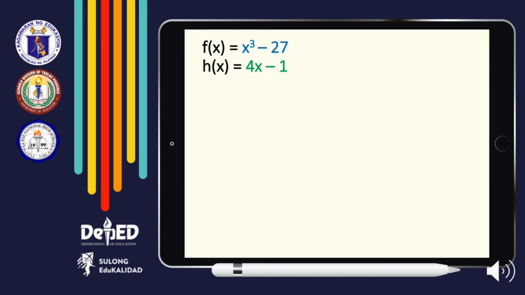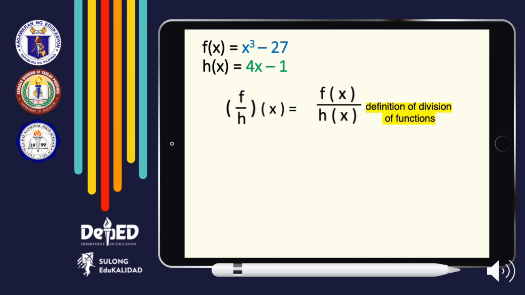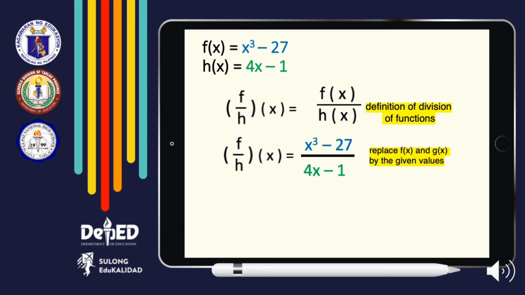Given f of x is equal to x cubed minus 27 and h of x is equal to 4x minus 1, find f divided by h of x. So first step, let us apply the definition of division of functions. So we will have f of x divided by h of x. And for the next step, replace f of x and h of x.